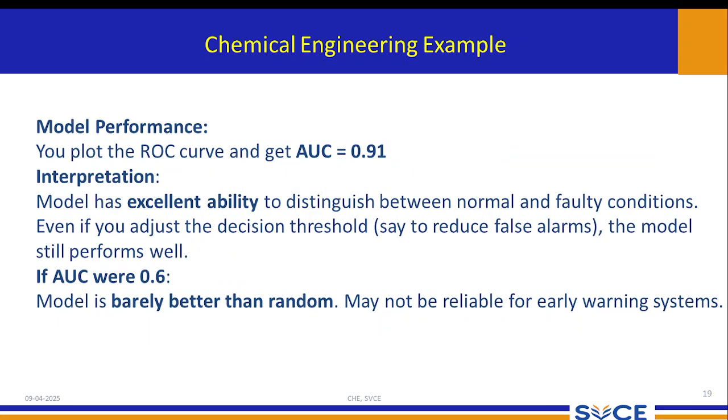When the area under the receiver operating characteristic curve is 0.1, obviously it shows an excellent ability to distinguish between the normal and faulty condition. Even if you adjust the decision threshold, say to reduce the false alarm, the model still performs well. So this we have seen very well in the last lecture.